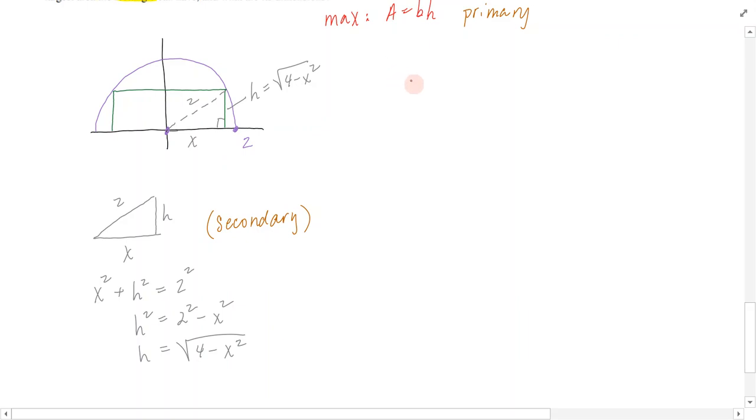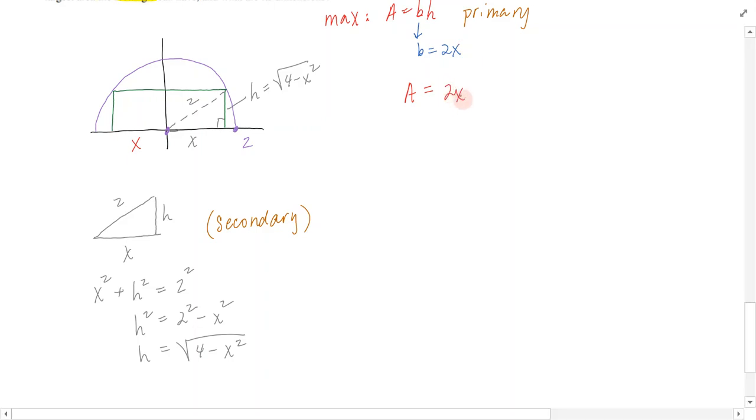I know that my area, this is my primary equation, area is equal to, and it might be good for us to address the base. So the base of this rectangle is going to be x in the direction going to the right and x in the direction going to the left. So the base is, in actuality, let me put this here, base would be 2x's.